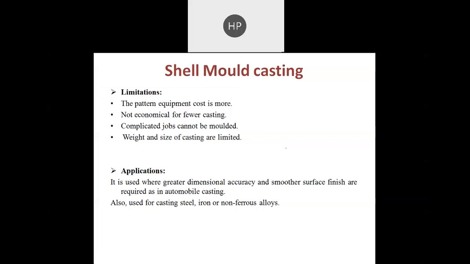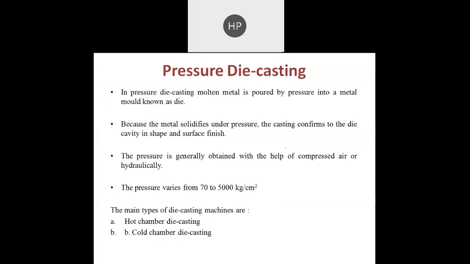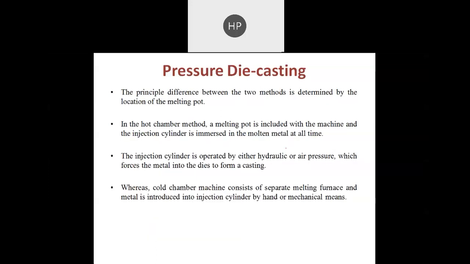Then the second type of casting that we are discussing is pressure die casting. In pressure die casting, we have a die which is filled by molten metal which is pressurized by some external force. And in that, we have two categories. The first one is hot chamber die casting, and the second one is cold chamber die casting.